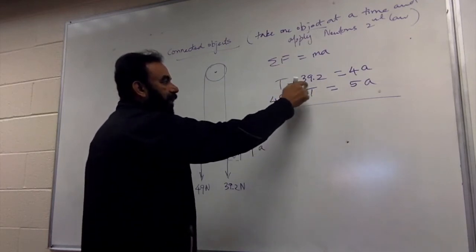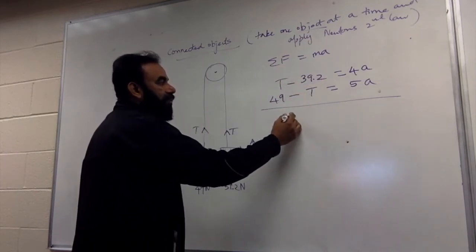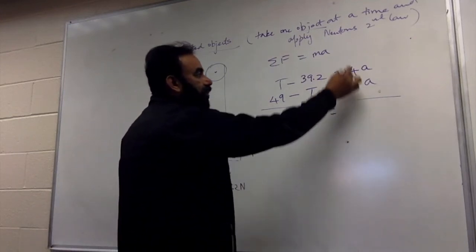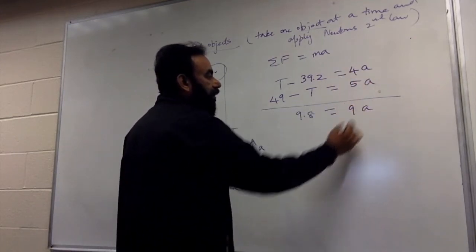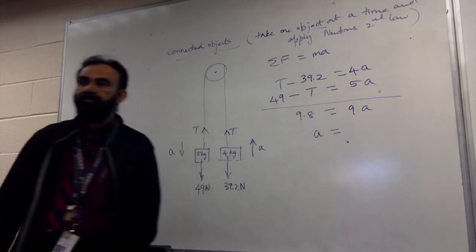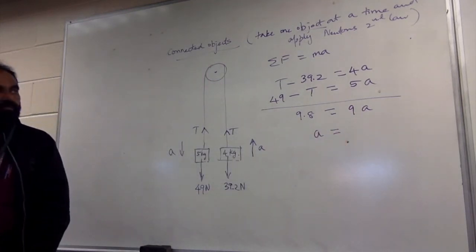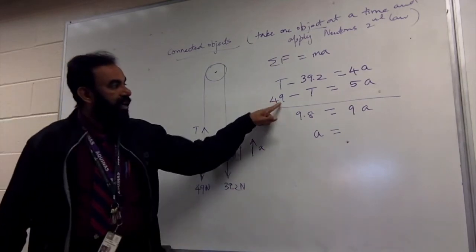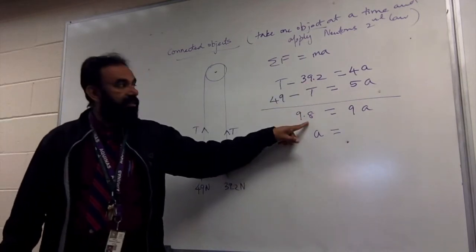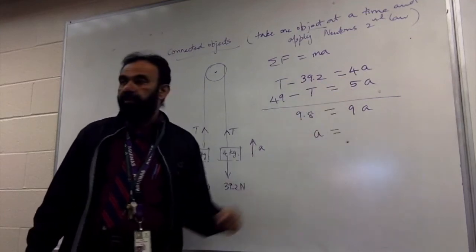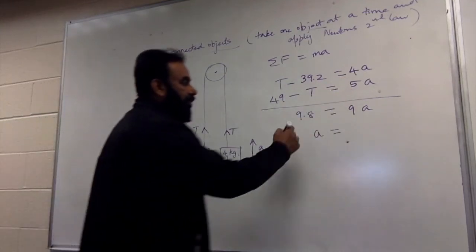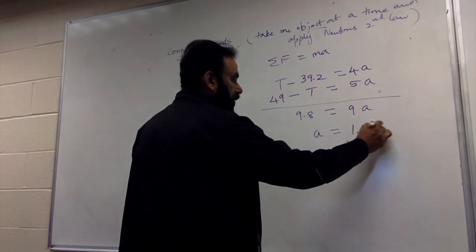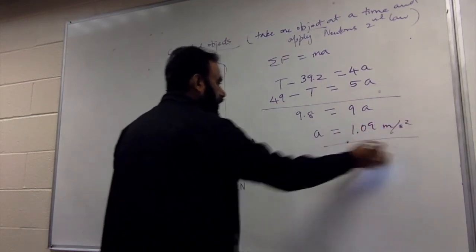So 49 minus 39.2 is what? 9.8, correct? Is equal to, add this up, 9A. So what is A? 49 minus 39.2 is 9.8. 4 plus 5 is 9. How much is the acceleration? 1.09 meters per second squared.